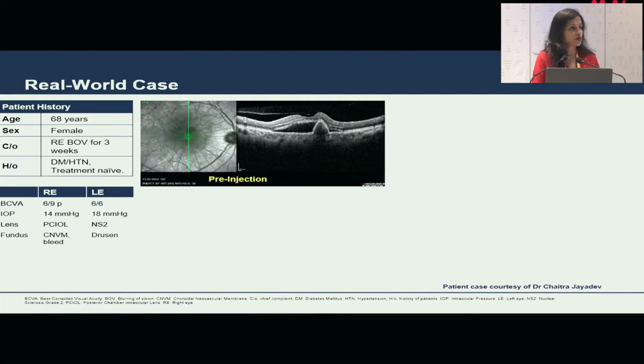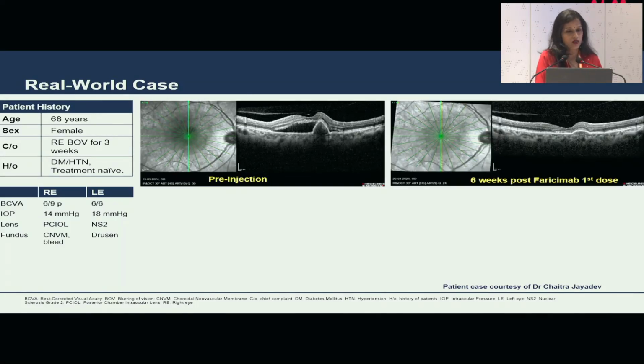Let me quickly show you one of my cases here while we transition from clinical trials to real world data. So this is a patient of mine, a 68-year-old female. She presented with decreased vision of 3 weeks duration, diabetic and hypertension well under control, and she was treatment naive. You can see her OCT there. There is subretinal fluid. There is a PED as well. So that was the pre-injection.